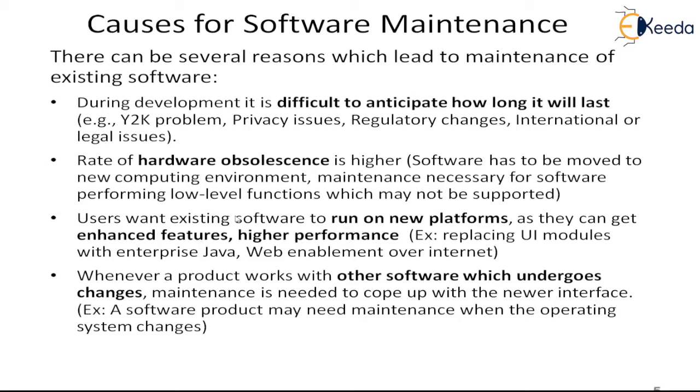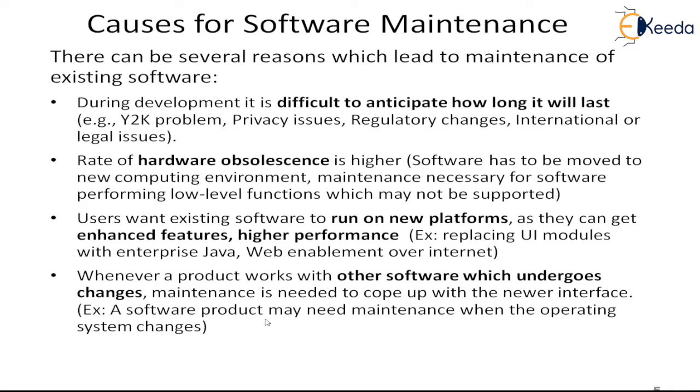If you want to have some good features, then the underlying technology on which it was made will change, or in other words, you want to turn it onto a new platform, new technology. Then you will have to move it, so an adaptive maintenance has to be conducted on the existing software. And whenever a product works with other software and that other software undergoes a change, because this interface is there, you need to change the existing software to cope with the new interface.